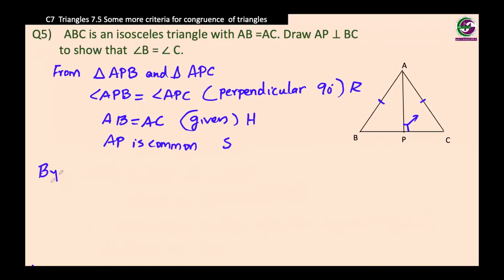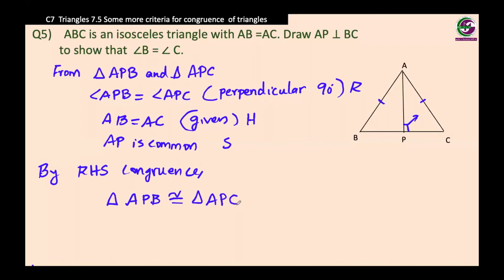So by RHS congruence, triangle APB is congruent to triangle APC. From here, we know that angle B is equal to angle C. Angle B is equal to angle C because corresponding parts of congruent triangles are equal.